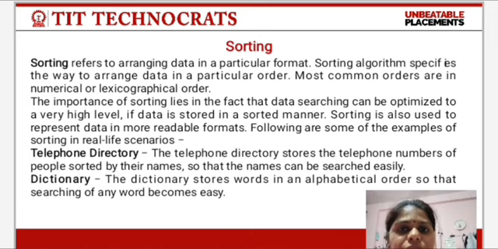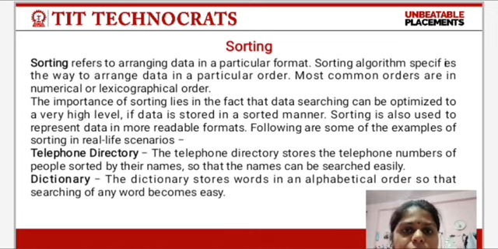Sorting refers to arranging data in a particular format. A sorting algorithm specifies the way of arranging data in a particular order. It means ascending or descending order. The most common orders are numerical and lexicographical orders. The importance of sorting lies in the fact that data searching can be optimized to a very high level if the data is stored in a sorted manner. Sorting is also used to represent data in a more readable format.